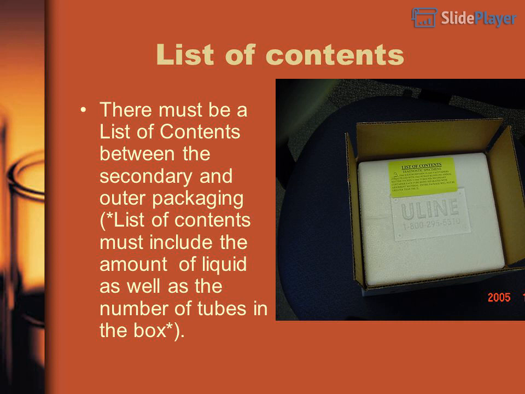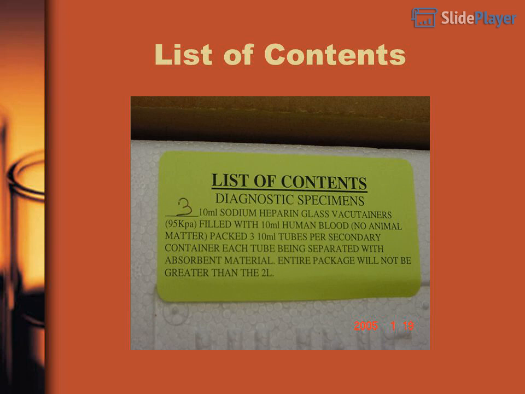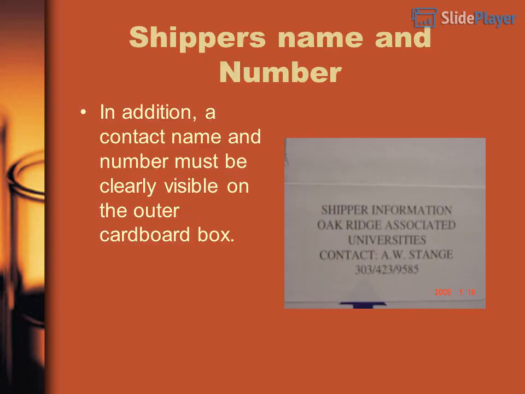List of contents. There must be a list of contents between the secondary and outer packaging. The list of contents must include the amount of liquid as well as the number of tubes in the box. Shipper's name and number. In addition, a contact name and number must be clearly visible on the outer cardboard box.